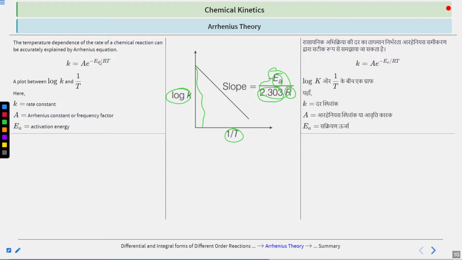This is very obvious because log k is plotted against 1 by T. So if your temperature goes down, your rate will decrease.